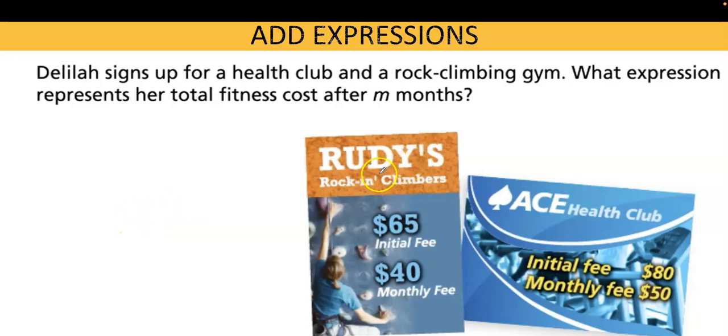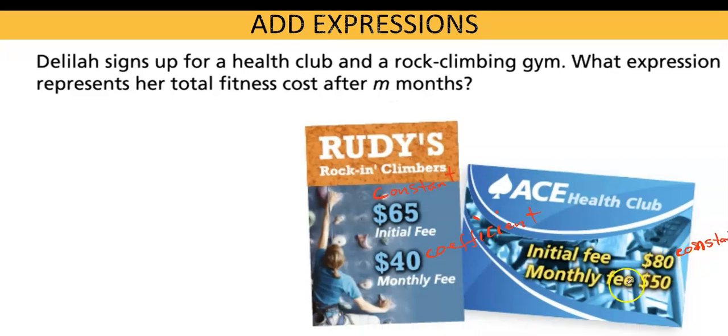So we can see at Ruby's Rock-In Climbers, she paid an initial fee of $65, which would be the constant since it's the initial amount. Then she went on to pay a monthly fee, which is a rate, so that would be the coefficient. At Ace L Club, she paid an initial fee of $80, so the $80 would be the constant. And a monthly fee, which is the rate, so that would be the coefficient.